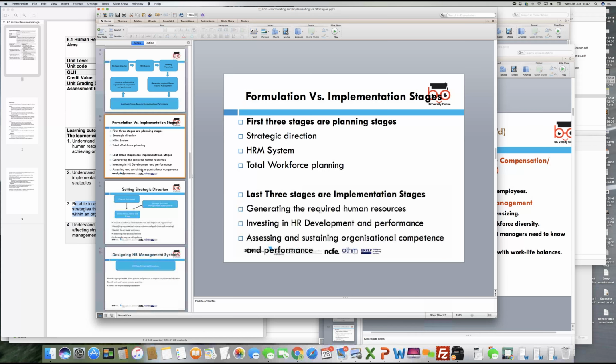Now, the next is formulation. Formulation is forming up of the strategy, forming what the strategy would be, and then implementation. So there's a difference between formulation, which means making the strategy, and implementing the strategy, which is putting it into action.